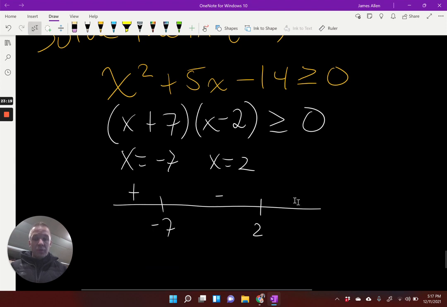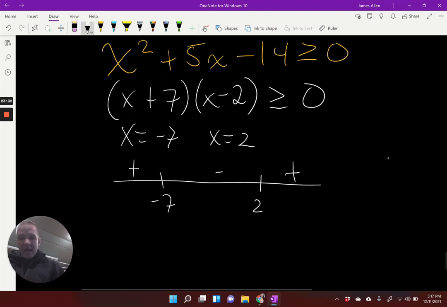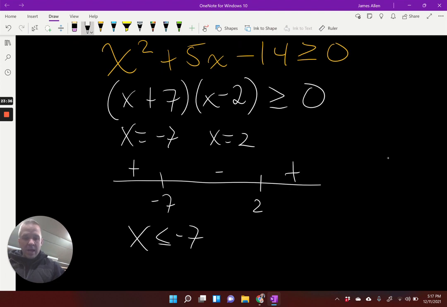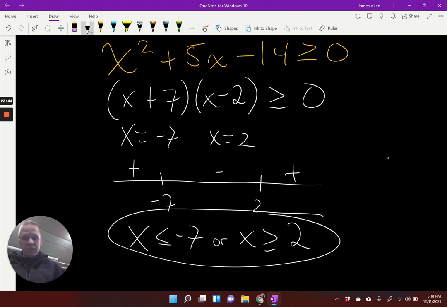And if I plug in, say, 3 over here, which is a number that's greater than 2, positive times positive is positive. Okay. So now I know where it's positive, where it's negative, and I can write my inequality here. X needs to be less than or equal to negative 7, and x needs to be greater than or equal to positive 2. Okay? That'd be an or statement. That would be my full solution.